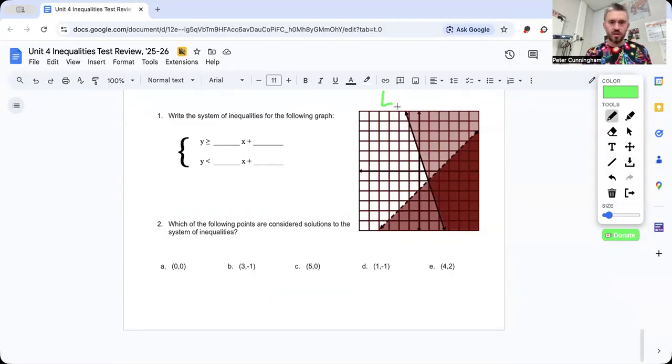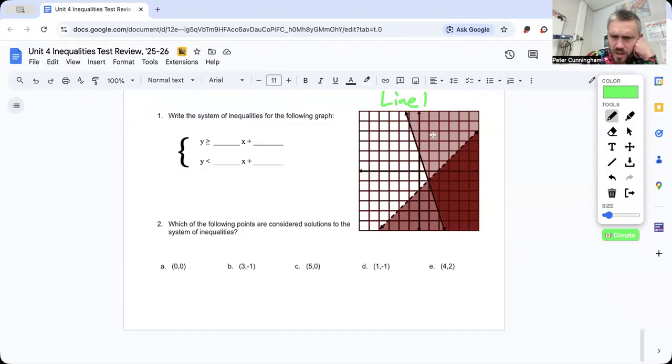line 1. How do I know that's line 1? I'm going to associate that with the top one because it is a solid line, which means it's going to have a greater than or equal to symbol. Okay, so there is a greater than or equal to because it's a solid line. The other one's going to be less than and it's below. Okay, so I'll just pick 2 points here.